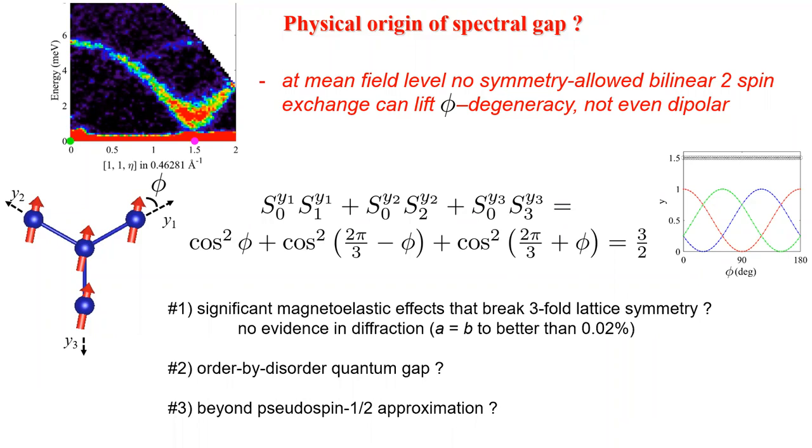So then one could pursue several scenarios. One can say that, well, the magnetic ordering is in fact breaking the symmetry from threefold. If one has very strong magnetoelastic coupling, then one bond can become stronger than the other two, and then one doesn't have a constant here. However, experimentally, we see no evidence in diffraction of any difference between A and B, to very high accuracy.